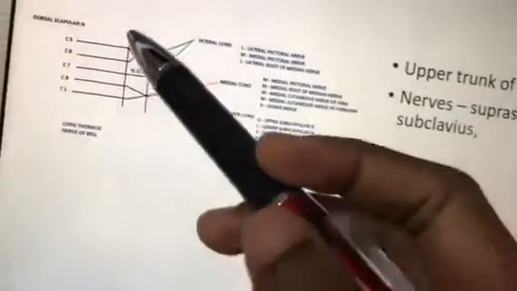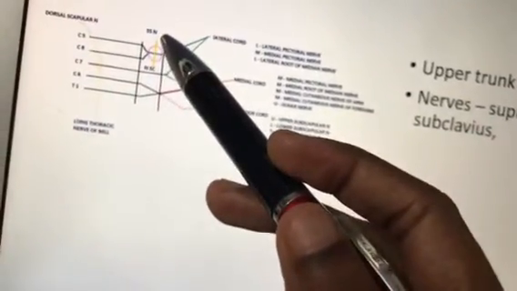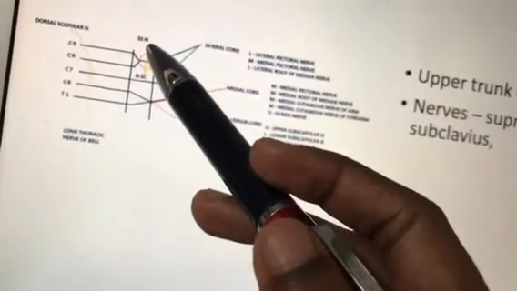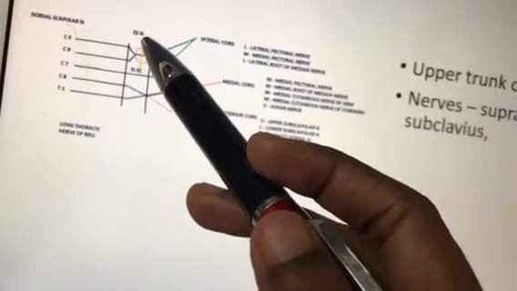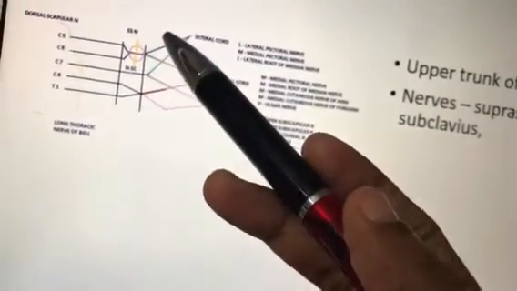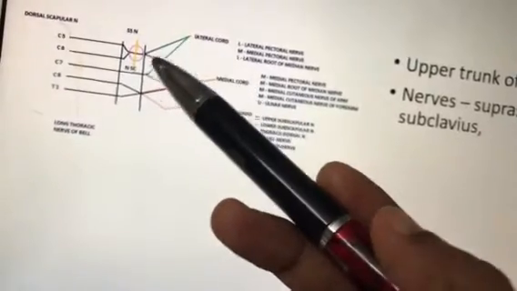Number 2, suprascapular nerve supplies supraspinatus and infraspinatus. Supraspinatus action is 0 to 15 degree abduction. So what will happen? Adduction. That's why the baby's hand is adducted.